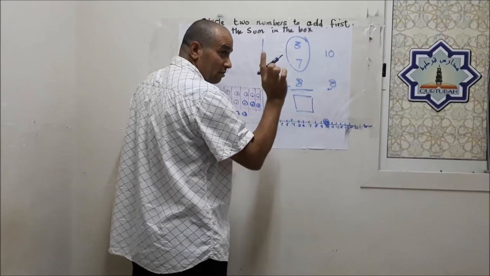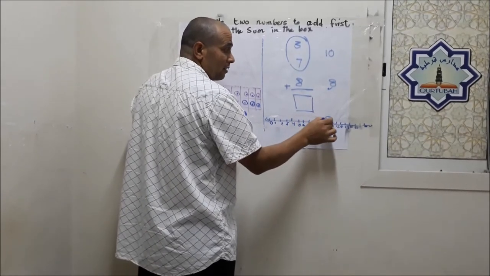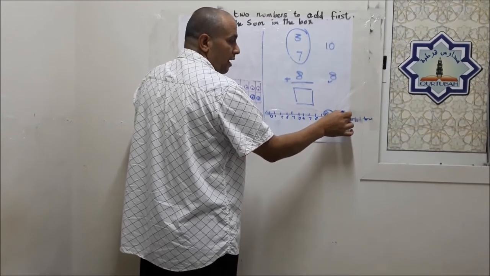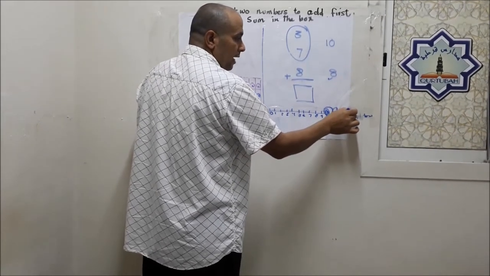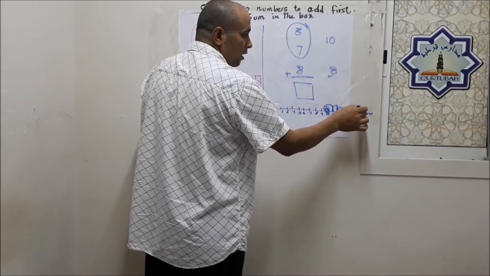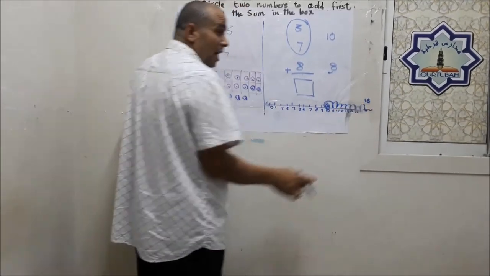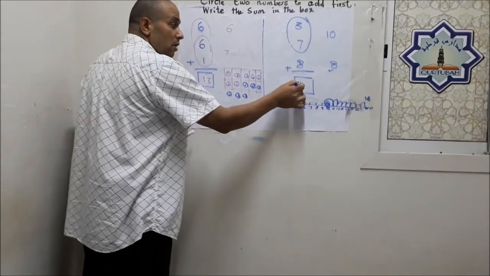So jump 8 hops. 1 and 2 and 3 and 4 and 5 and 6 and 7 and 8. When you finished jumping, you reached 18. So 18 would be your answer here, 18.